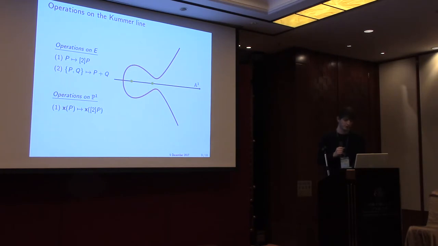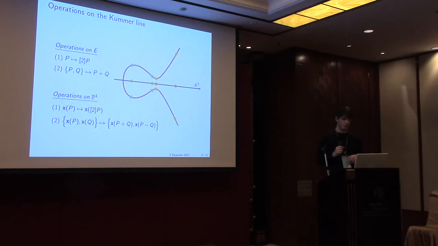And for addition, we can do something similar. So now we take two points on this line and we want to somehow add them together. We just look at the pre-images and we take all possible sums of these two points. And then we project all of these to the x-line. And what we end up with now is two points. And these two points are the x-coordinates of the sum and the difference of our two original points. But we cannot really distinguish between them, so we don't know which is which.